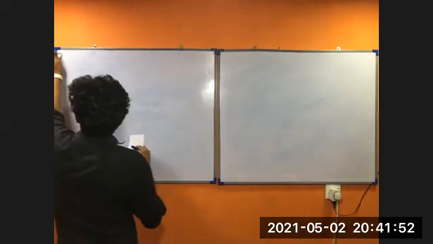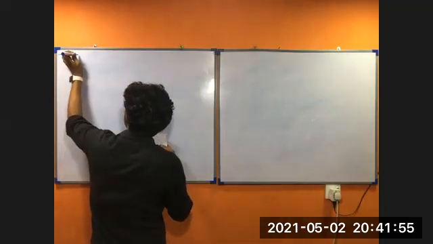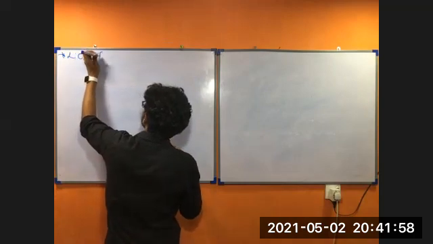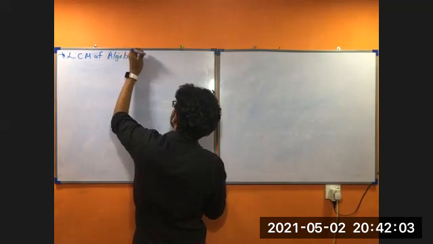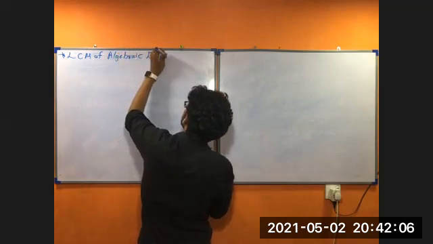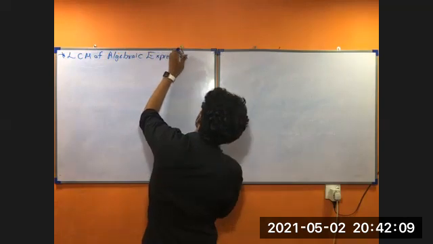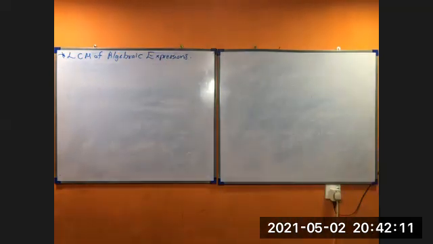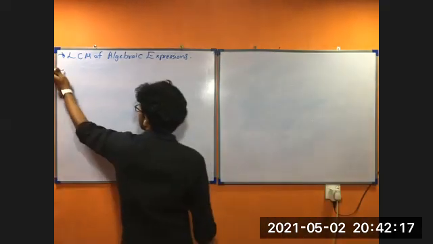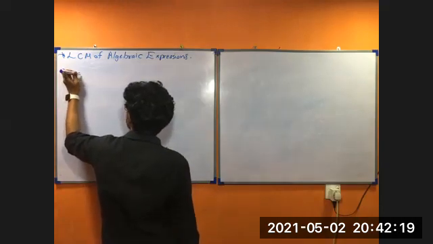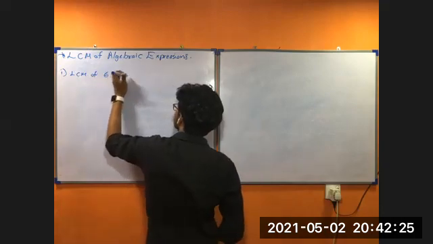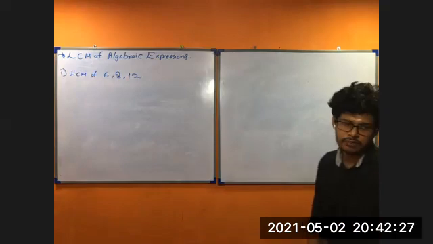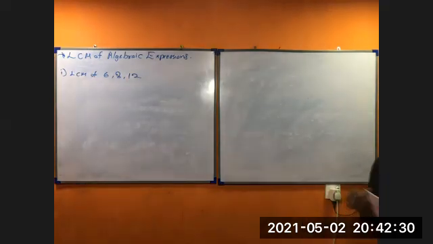Okay, so next part is least common multiple, LCM of algebraic expressions. Okay, so let's first find LCM of 6, 8, and 12. Not algebraic expressions, just 3 numbers. So LCM of 6, 8, and 12.